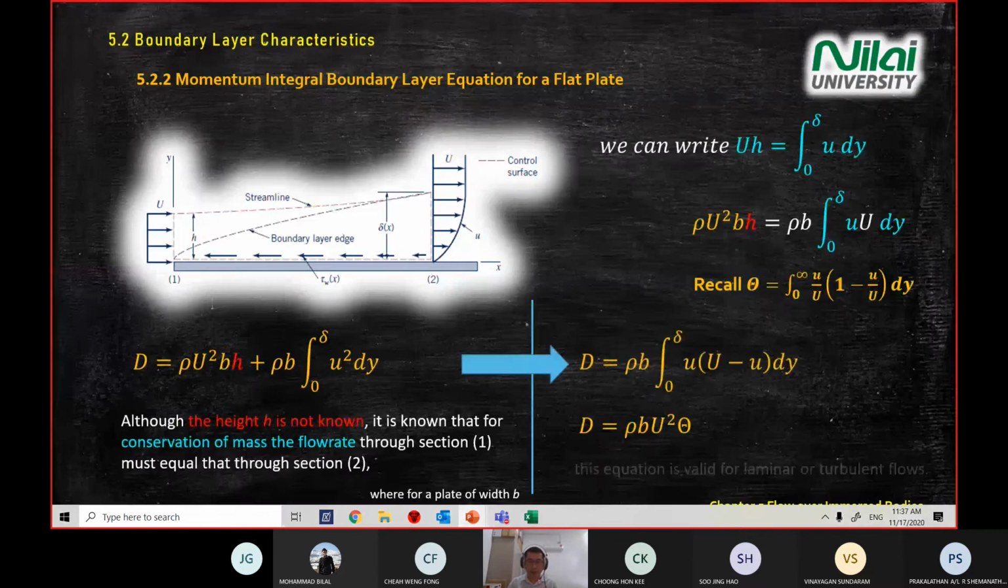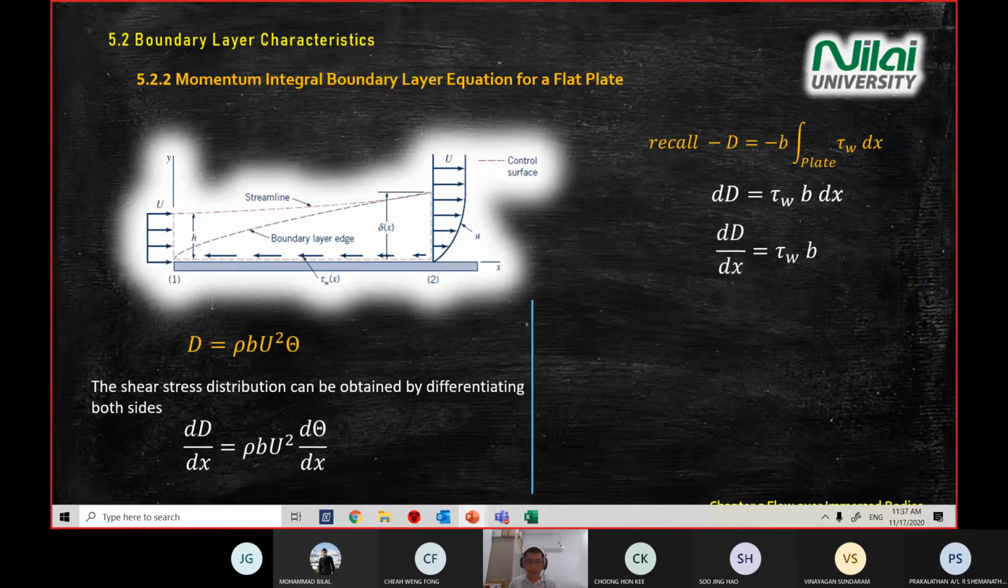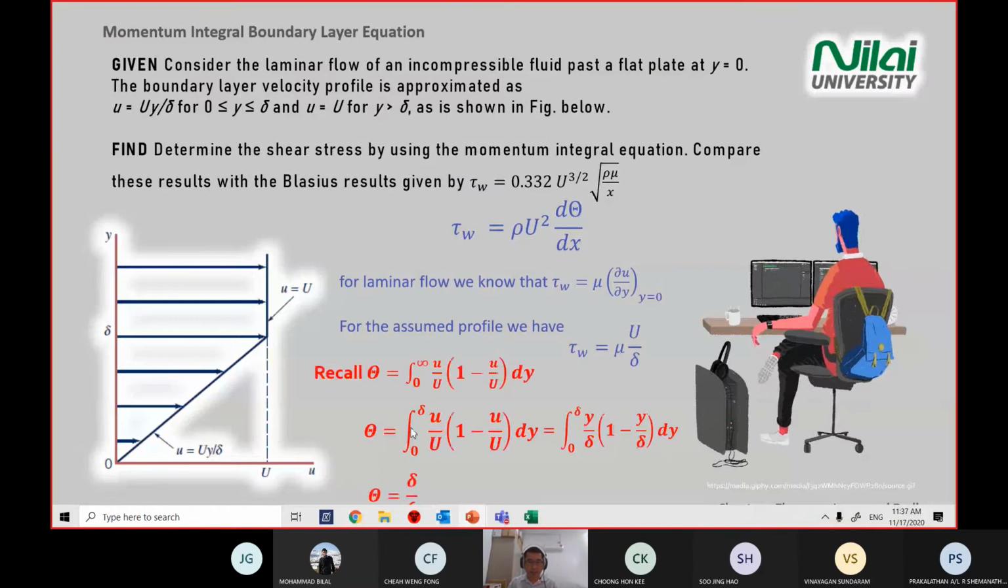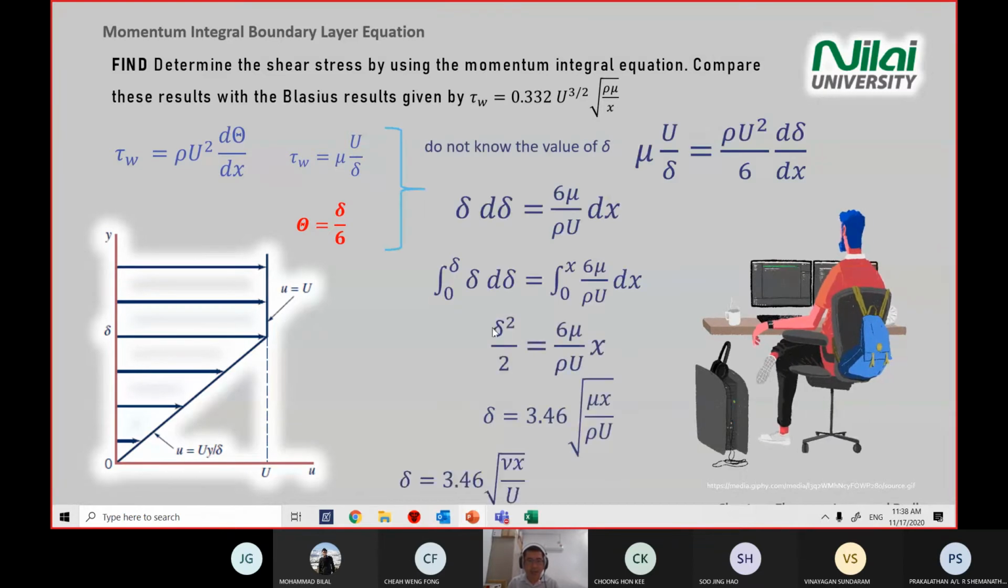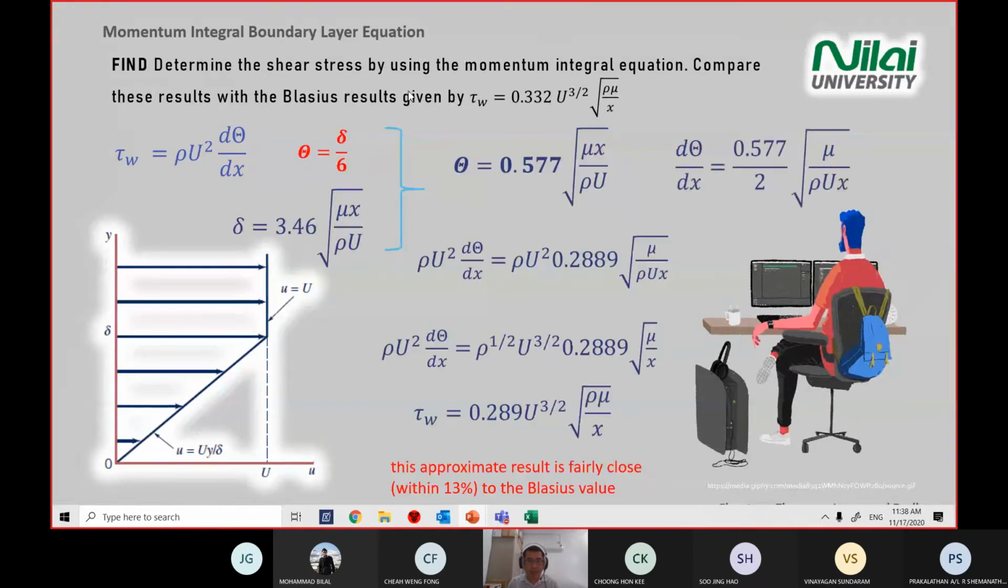Yeah, just now one question on this one, delta over 6. So you do the calculation and see whether this one is correct or not. Anyway, if this one is wrong, the final answer will still be the same, because you replace it back the same way. So at the end, you compare the constant value in front to the Blasius result, and then you look at what the difference is.